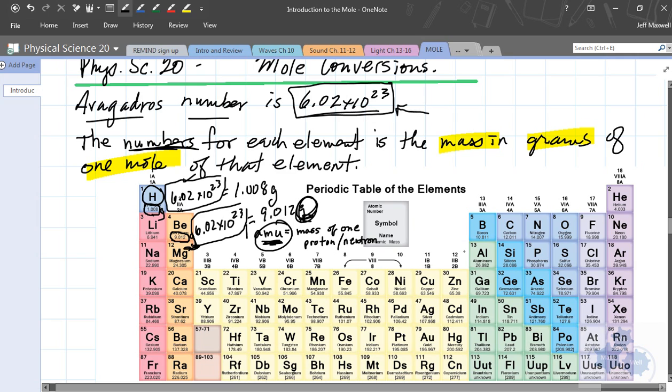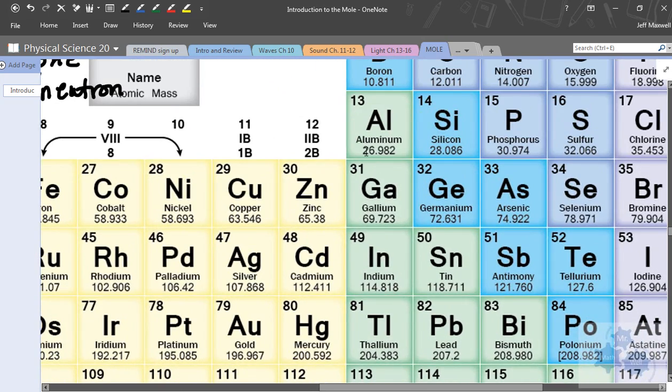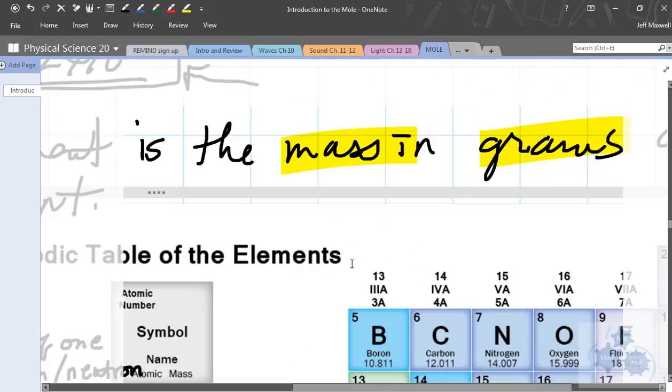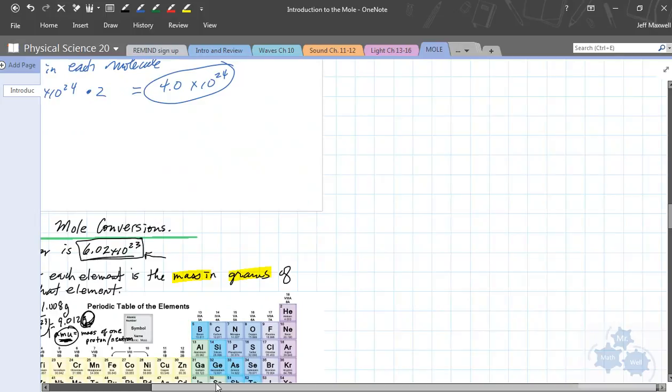So if we look anywhere else in the periodic table, right, aluminum: 6.02 times 10 to the 23rd aluminum atoms weighs exactly 26.982 grams. Isn't that great? That's awesome. That's 1 mole of aluminum atoms, and we know exactly how much it weighs. And so that's where that number comes from. There's your quick lesson on where Avogadro's number came from.